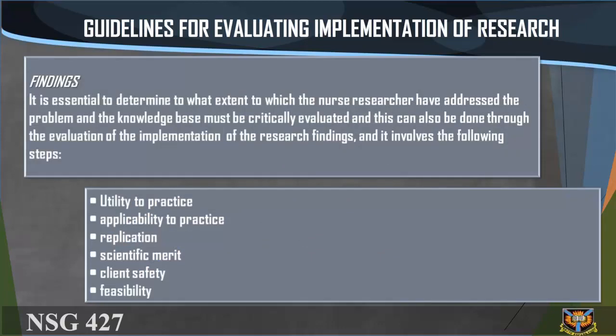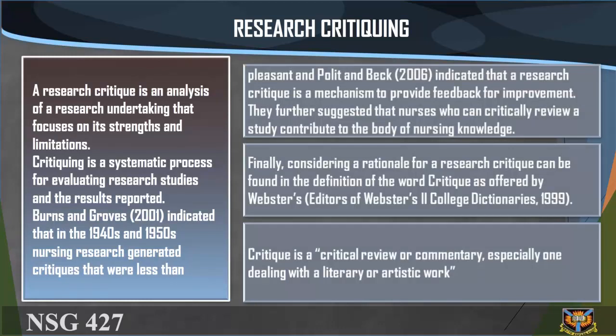Guidelines for evaluating implementation of research findings. It is essential to determine the extent to which the nurse researcher has addressed the problem, and the knowledge base must be critically evaluated. This can also be done through the evaluation of the implementation of the research findings, and it involves the following steps. 1. Utility to practice. 2. Applicability to practice. 3. Replication. 4. Scientific merit. 5. Client safety. And 6. Feasibility.